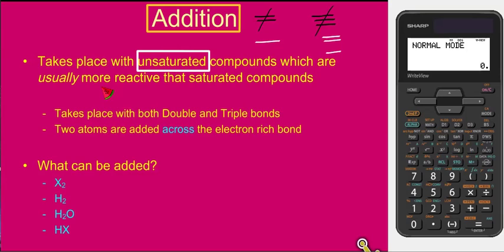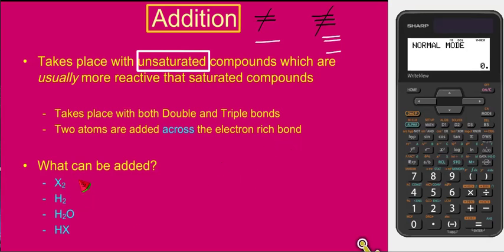Unsaturated compounds are usually more reactive. Are you listening? The double and triple bonds are more reactive than saturated compounds. Then they say it takes place with double bonds and triple bonds. As I've mentioned, two atoms are added across the electron rich bond.